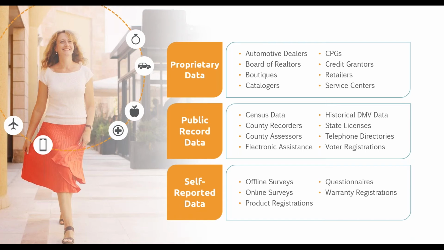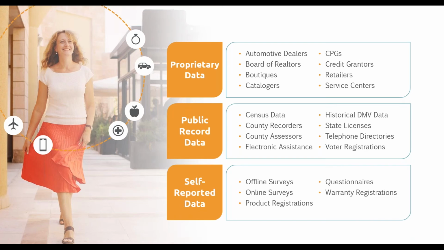When we move into the public record data, this is going to be information that is publicly available. So really anybody can access this information. So things like your census information, any property information or mortgage information that can be gleaned from the county recorder or assessor's office. There's also historical DMV data. There is no regular new DMV data, but state licensing information, along with telephone directories and then voter information as well. This is all considered to be public record information.